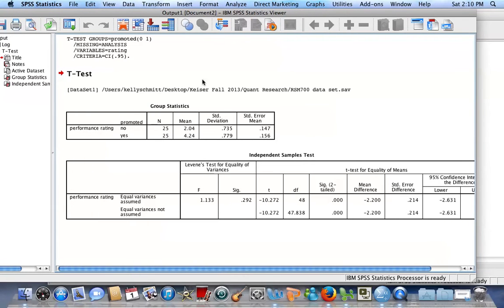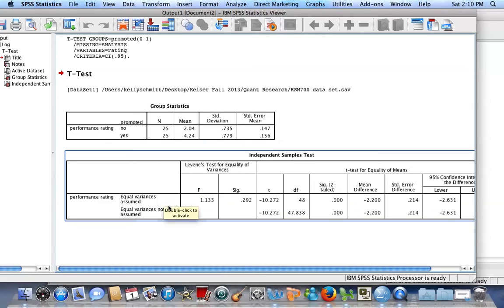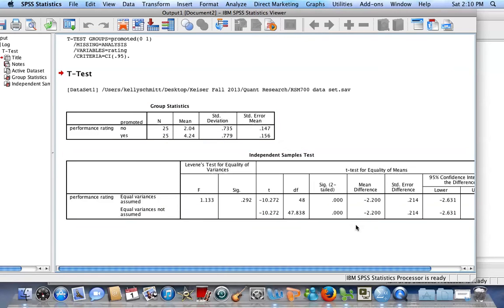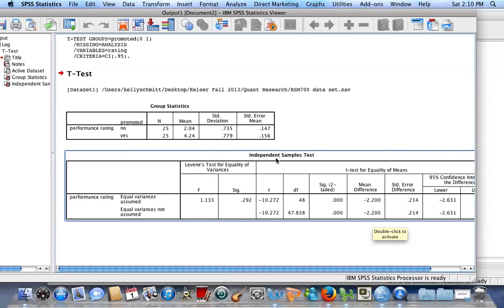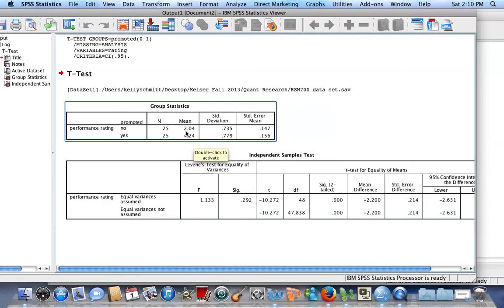When we run that analysis, we get our overall means in this group statistics box, and we get the results in the bigger box called independent samples test. If we look at the mean scores, it does look like there is a fairly big difference. 4.24 is the mean for those who were promoted, and for those who were not promoted, the mean is 2.04.